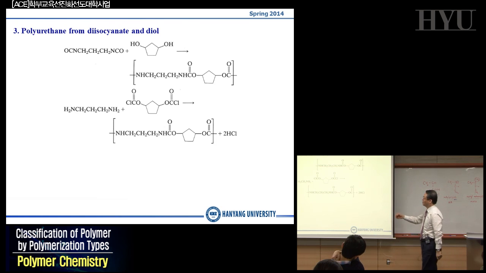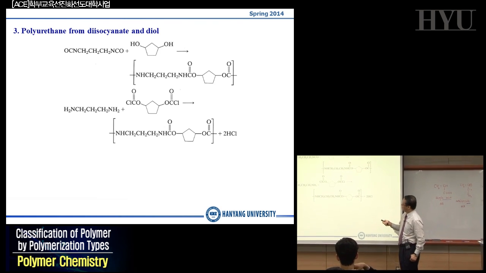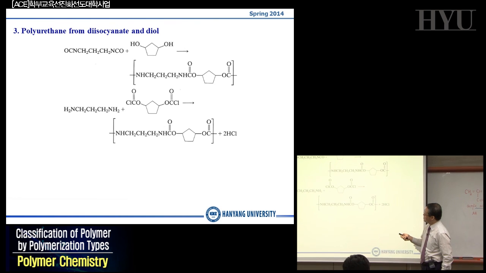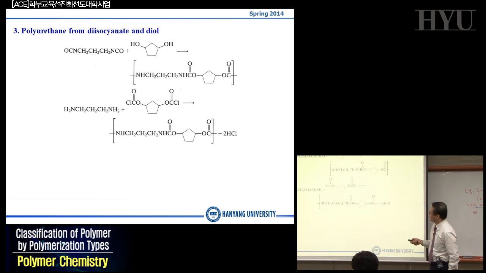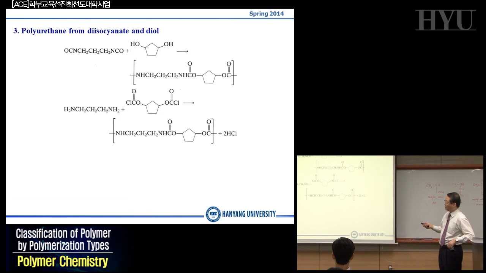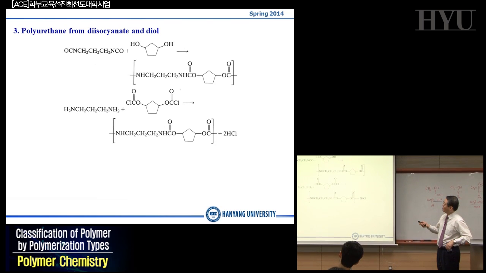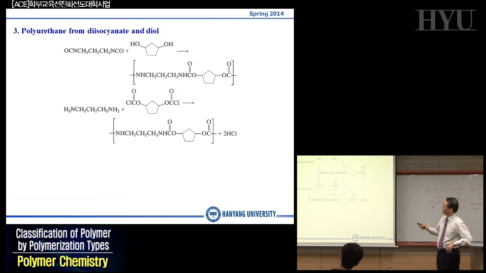In the case of condensation polymerization, we have a diamine and acid chloride. So this amine will attack this carbonyl. So you have HCl coming from one of the two monomers. So they have a byproduct here. The same product can be obtained from dihydroxyl versus the diisocyanate.